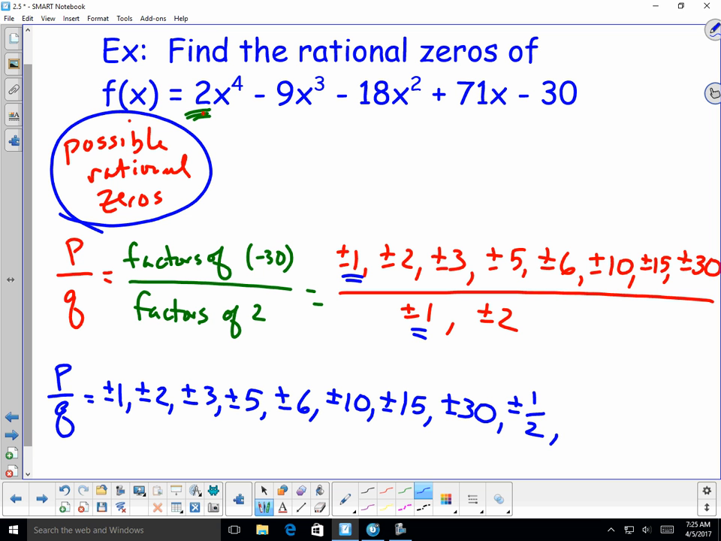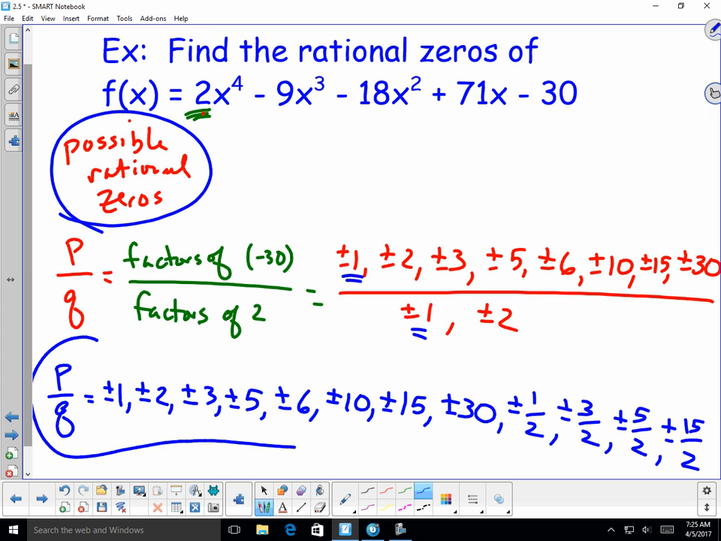2 over 2, but that's already 1, so I don't need to list that again. 3 over 2. All right, so plus or minus 3/2, those are possible rational zeros. 5 over 2, 6 over 2 is 3. I already have that in my list. 10 over 2 is 5. I already have that in my list. 15 over 2, I need to add that to my list. And 30 over 2 is 15. I already have that in my list.